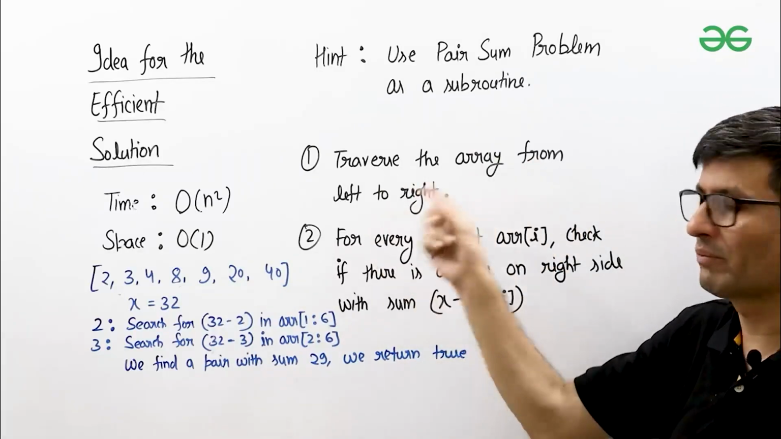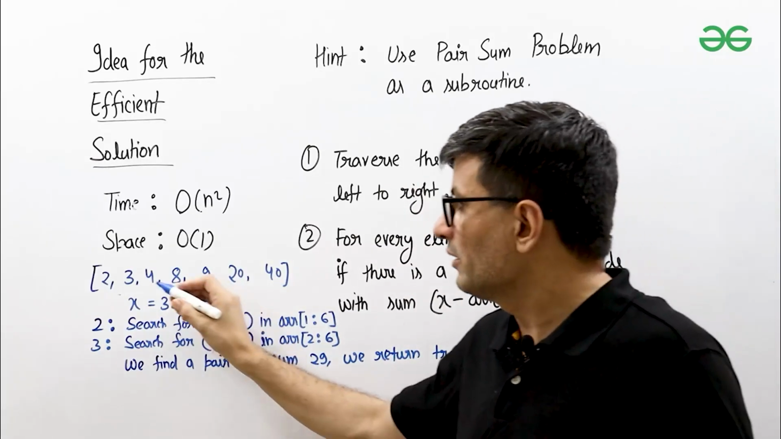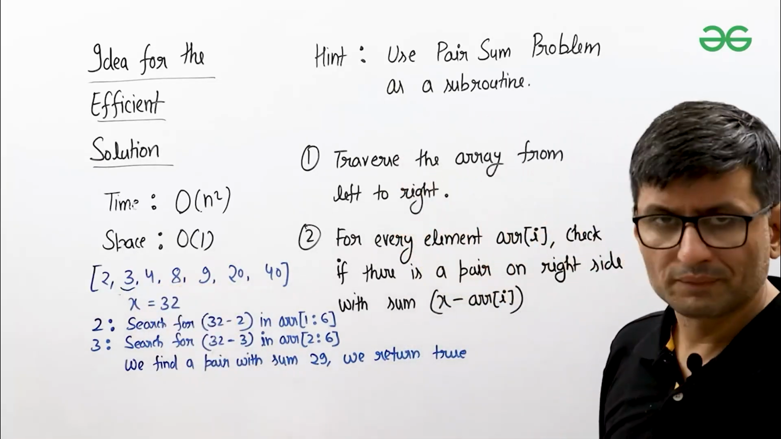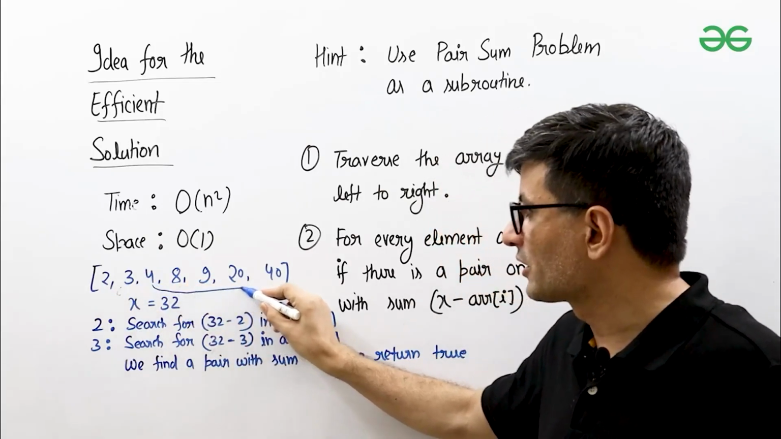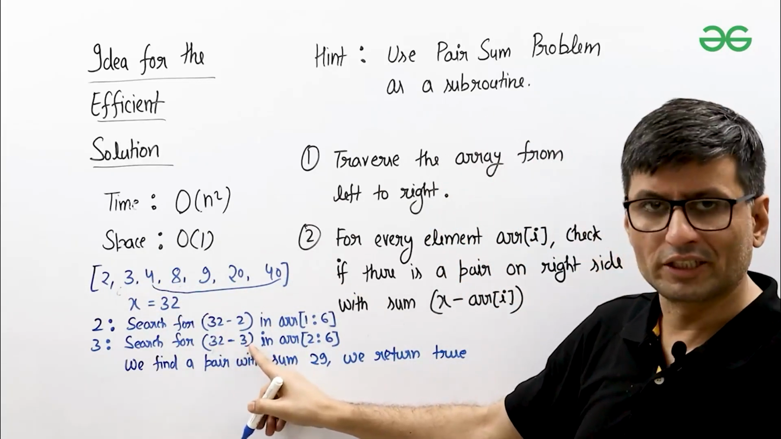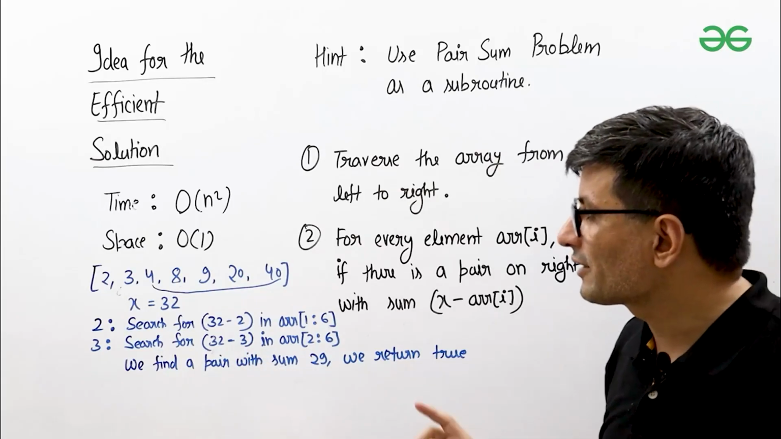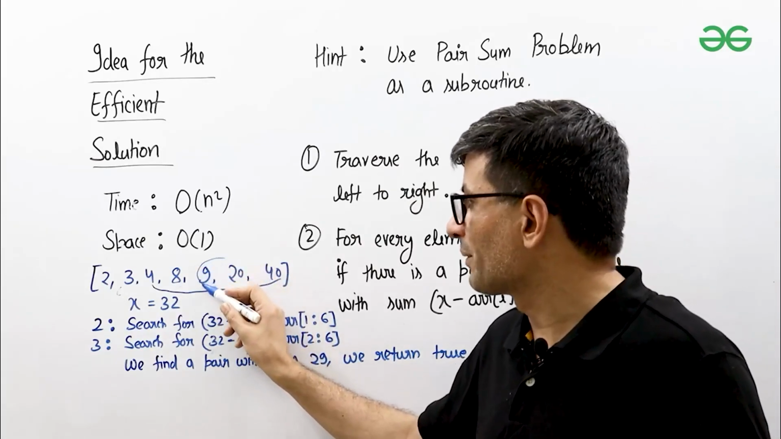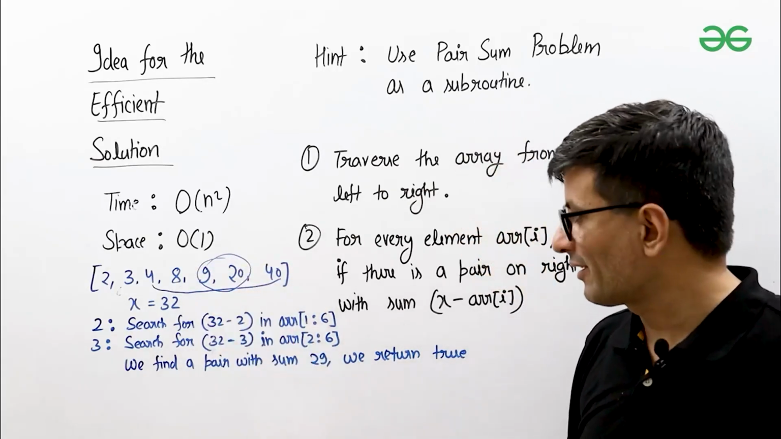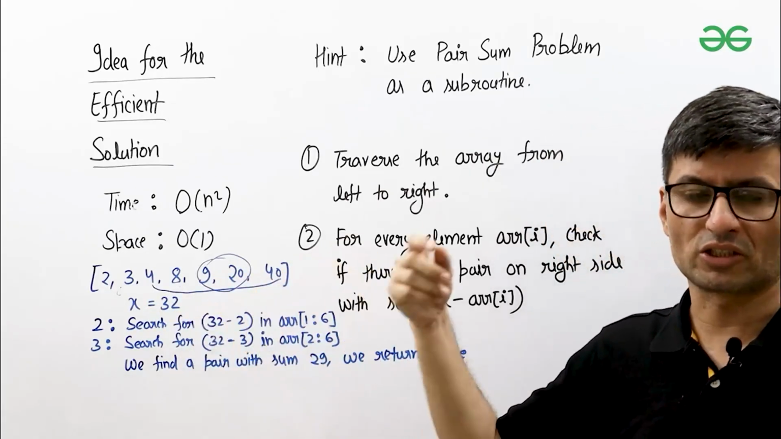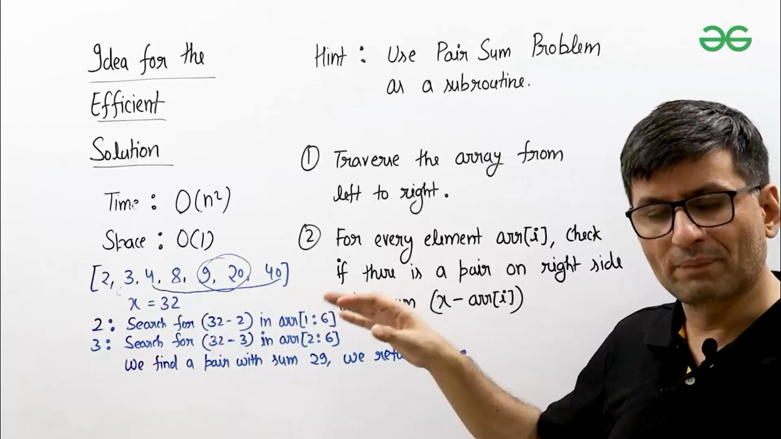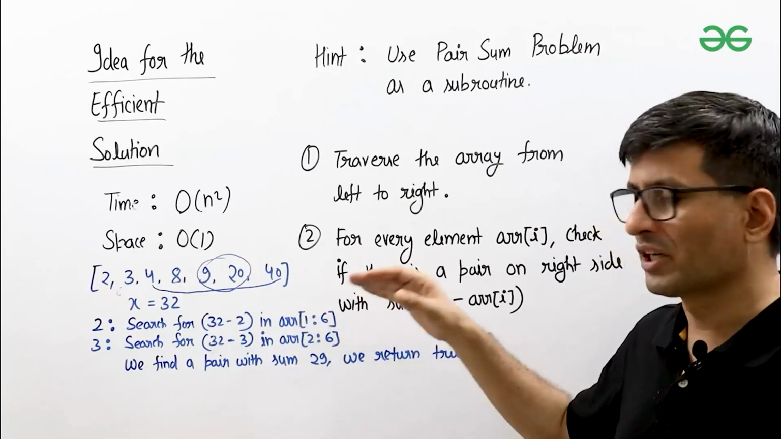We traverse the array from left to right. Now we come to 3. When we come to 3, we find out if there is a pair on the right side of 3 with sum 32 minus 3, which is 29. So there is a pair with sum 29, that's a pair, right? So isPair is being used as a subroutine, right? And this function returns true this time. So we find a pair with sum 29, we return true, right?